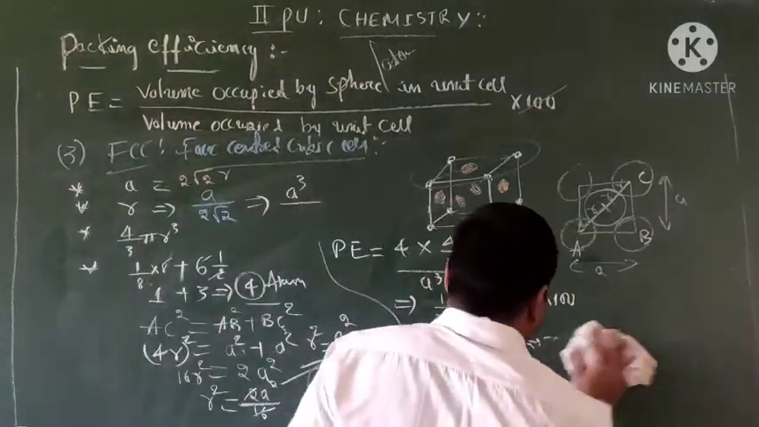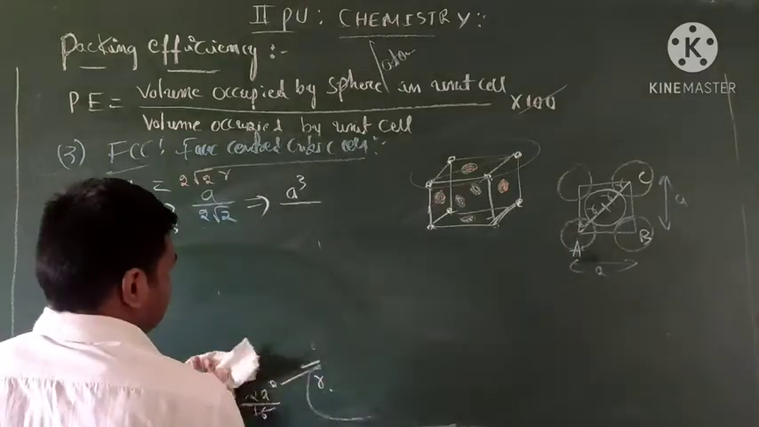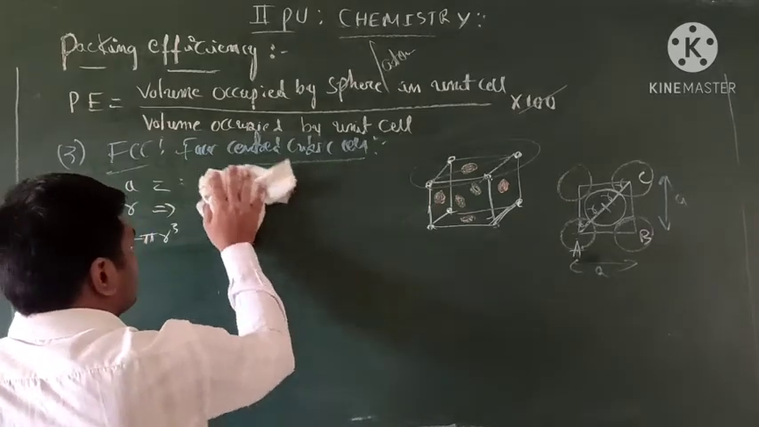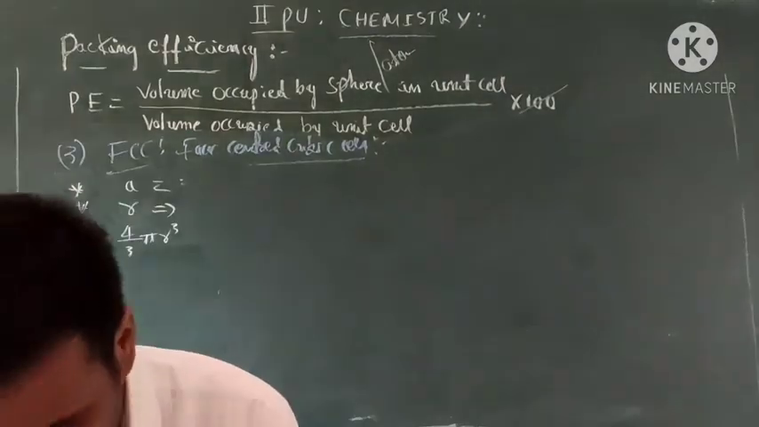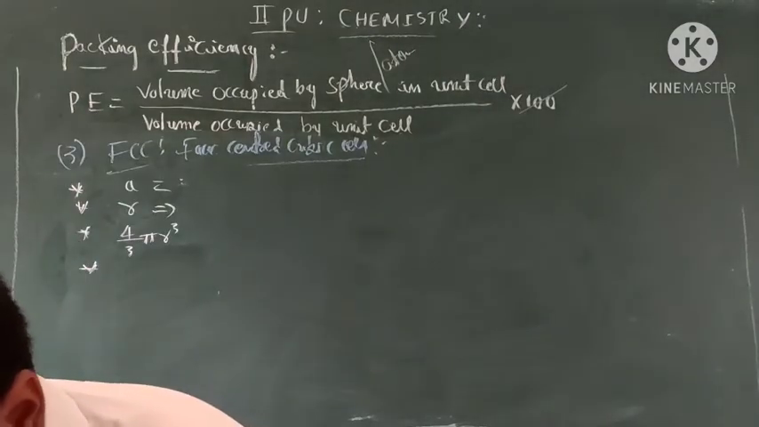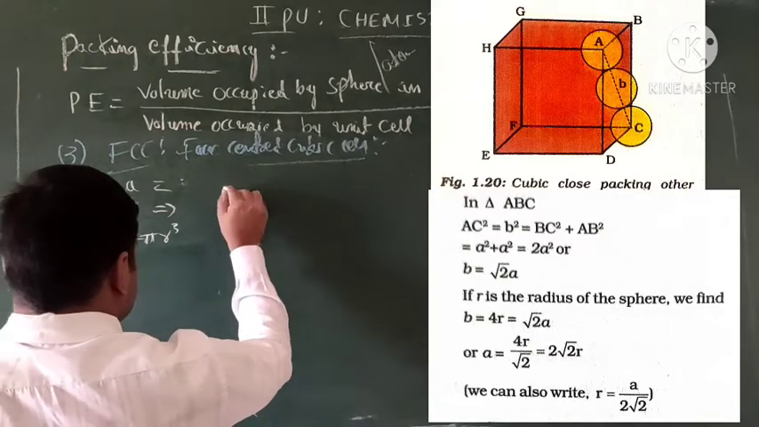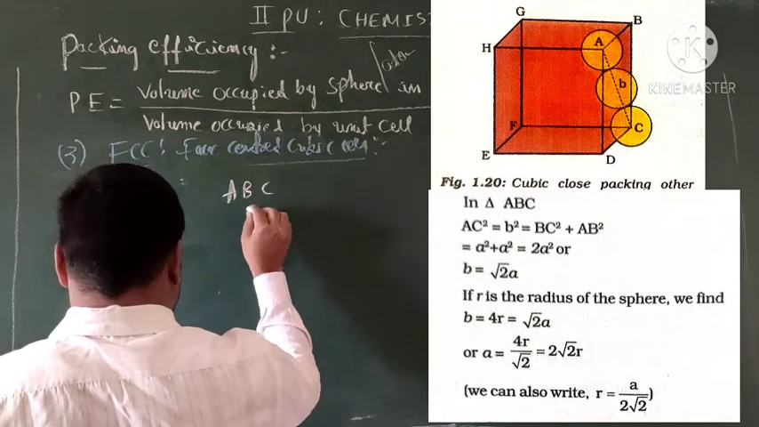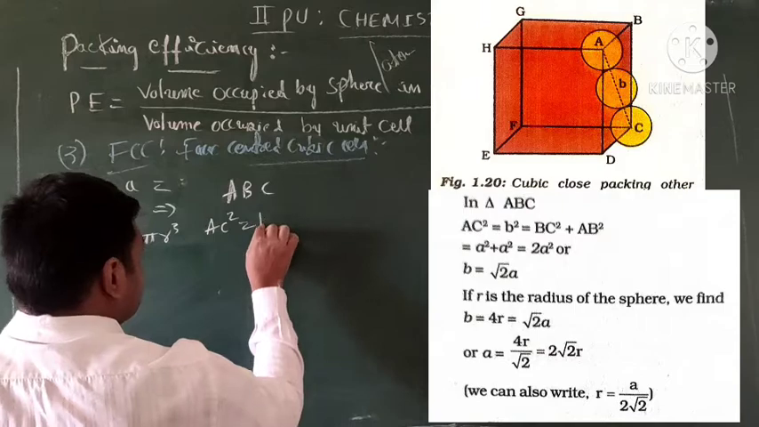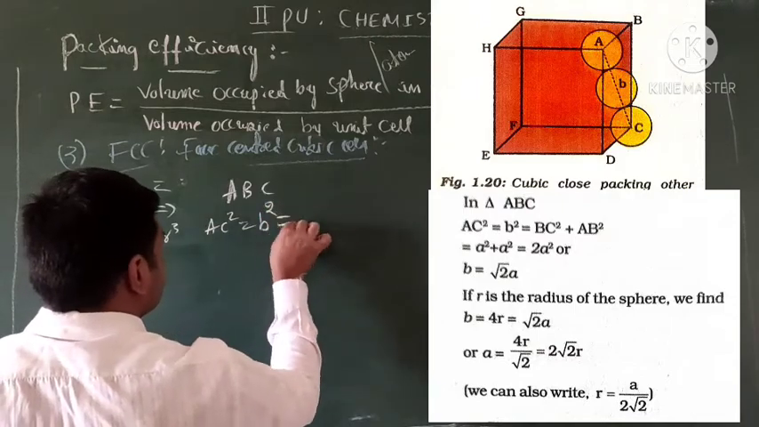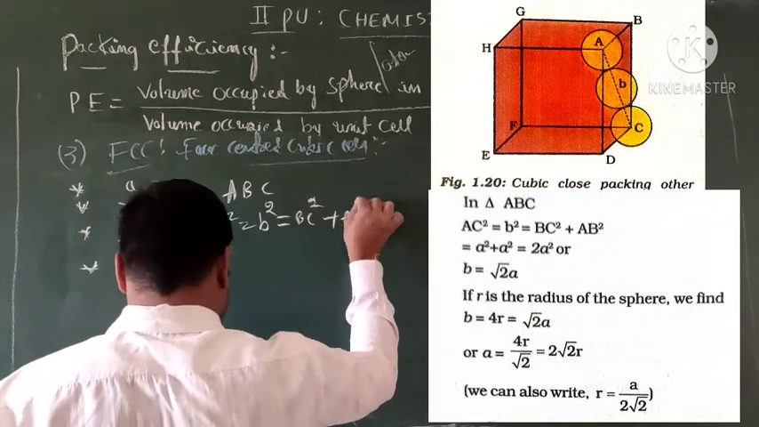Okay, students, write in your textbook. This is the textbook method. Write this structure, the structure in your textbook. See, the structure is ABC. AC square, consider it as B. AC square is equal to B square. According to the Pythagoras formula, B square is equal to BC square plus AB square.